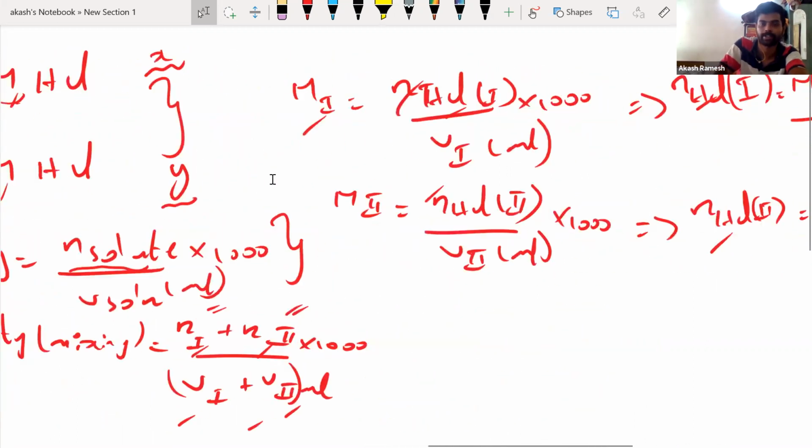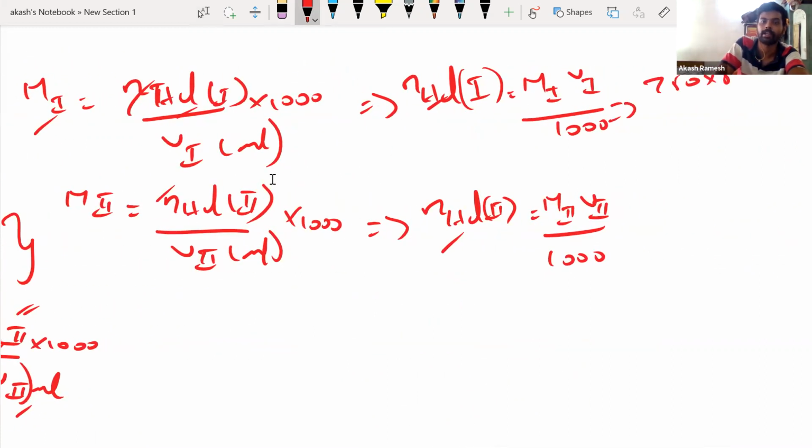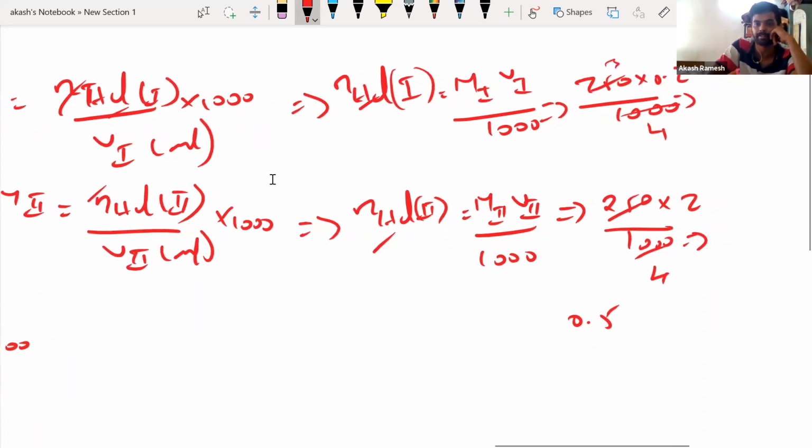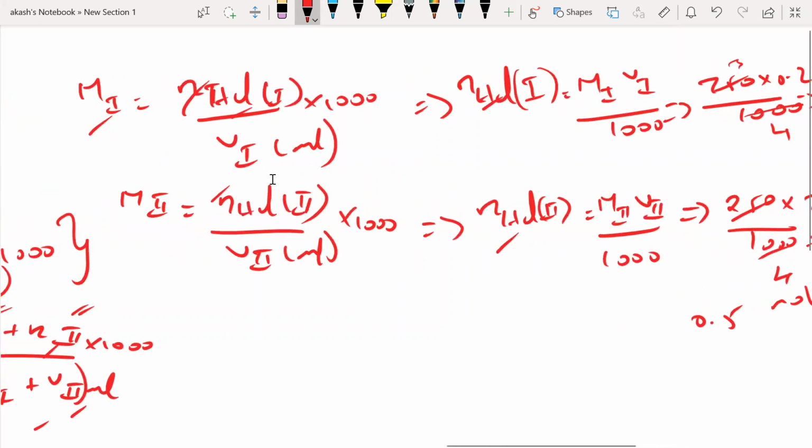So basically the number of moles of HCl from 1 would be 750 into 0.2 divided by 1000. And here it would be 250 into 2 divided by 1000. I think I can calculate easily. So this will be 1 time, 4 times, so this would be 0.5. And here it will be 3 times, 4 times, so 3 by 4 is 0.75. 0.75 into 2 will become 1.5. So here it is 1.5 moles, here it is 0.5 moles. Sir, so molarity is 0.885.